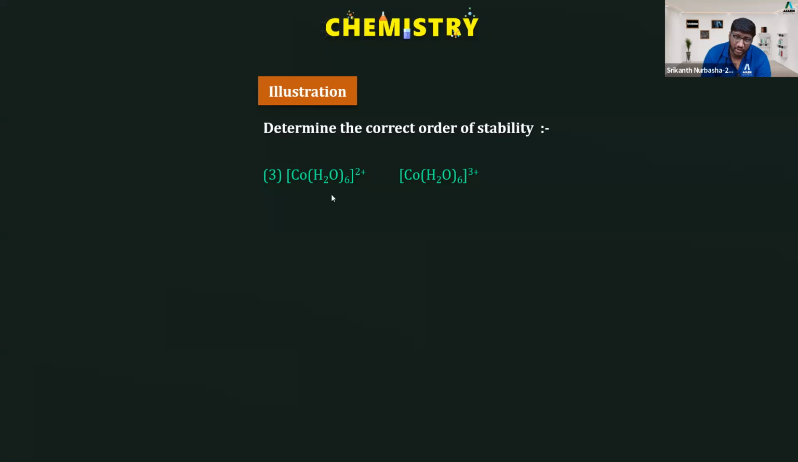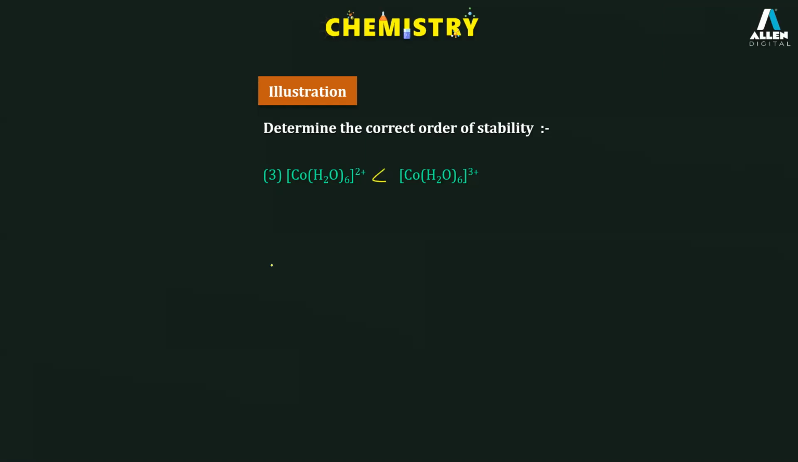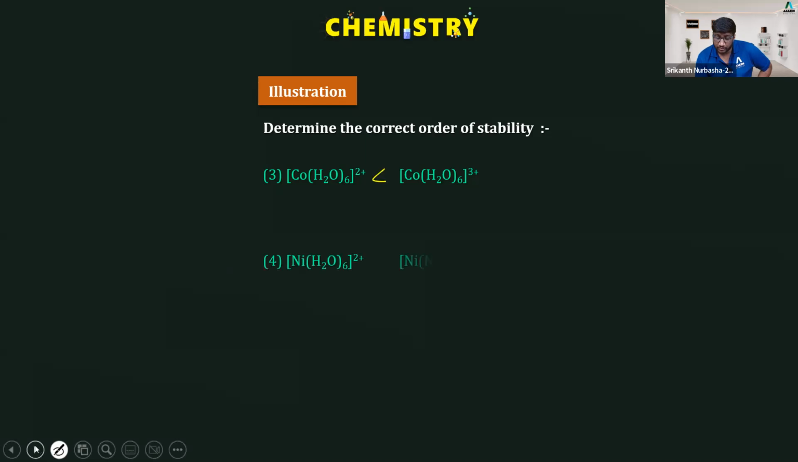In that you have seen [Co(H2O)6]2+ and [Co(H2O)6]3+. So based on which point can you say [Co(H2O)6]3+ is more stable? Charge on the central metal ion.